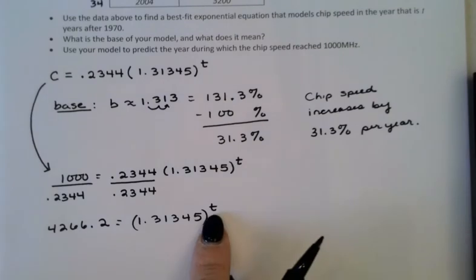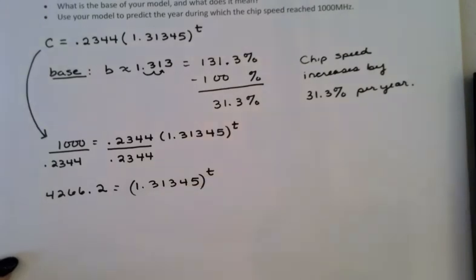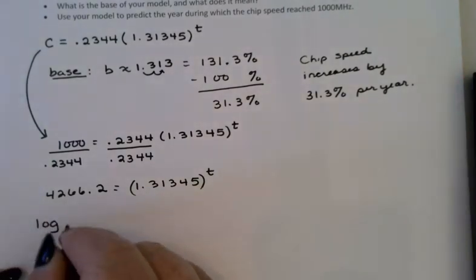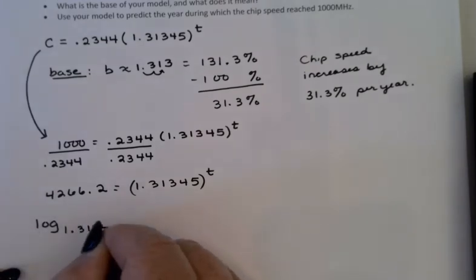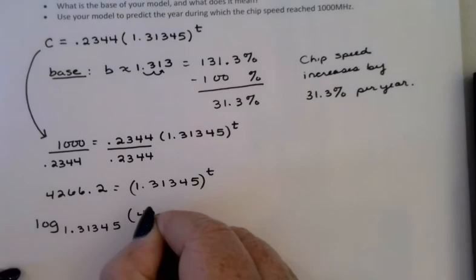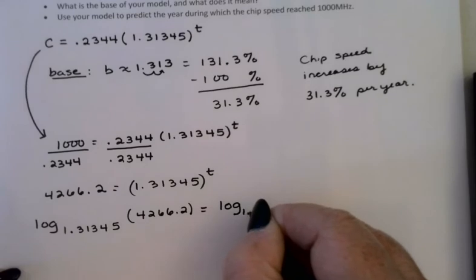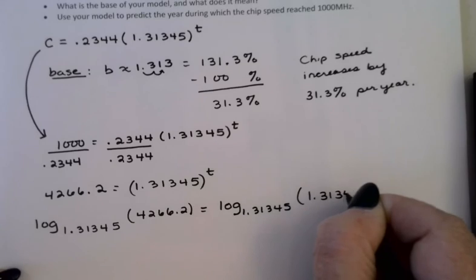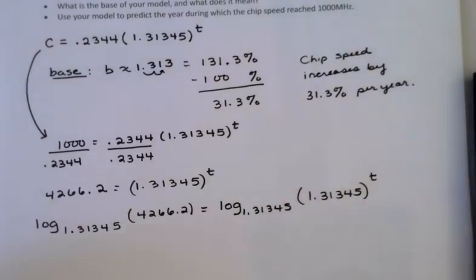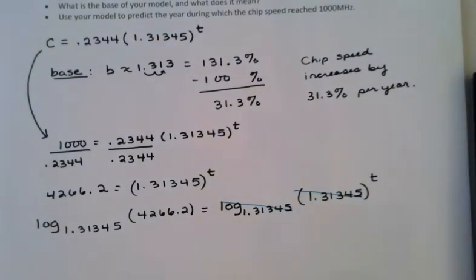And then I need to solve for t, so I'll use the logarithm function that's the inverse of that exponential. Again, another weird base, but that's okay. The log base 1.31345 of 4266.2, and I'll do the log with the same base on the other side. Again, we chose that specifically because it's the inverse of the exponential function, so that's going to solve for t for us.